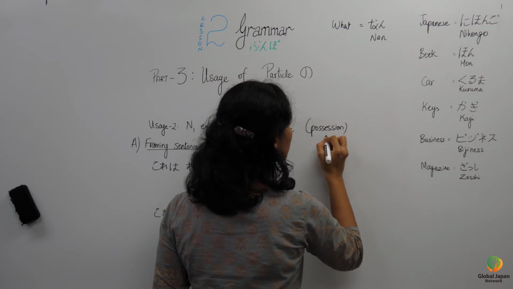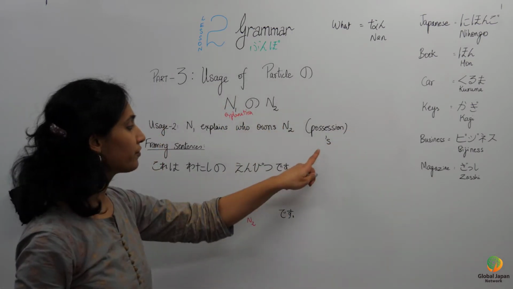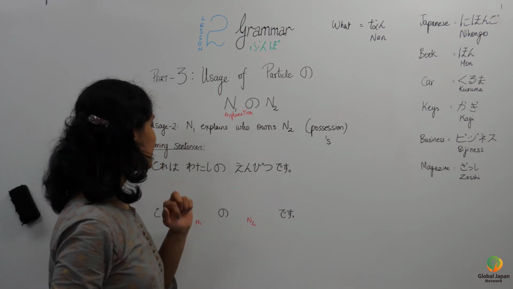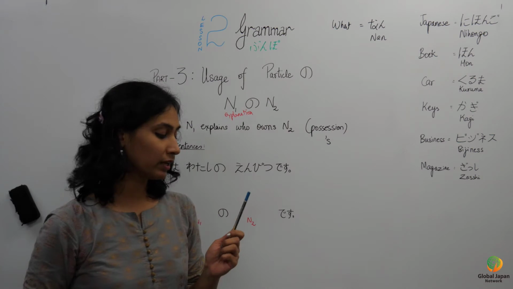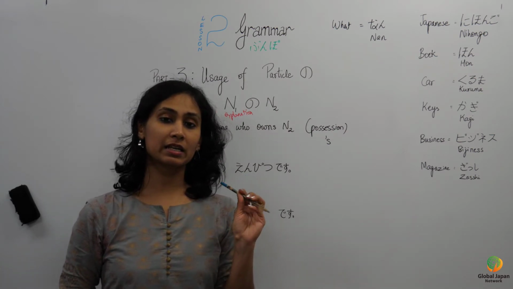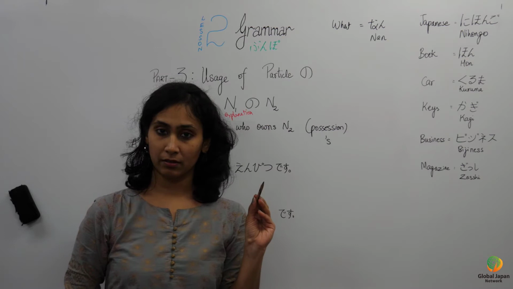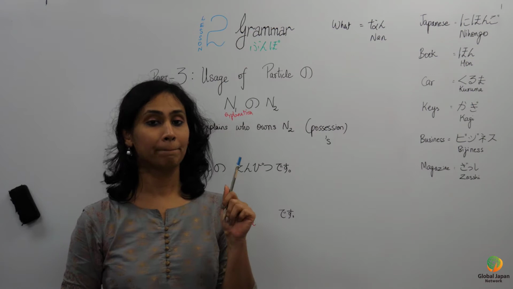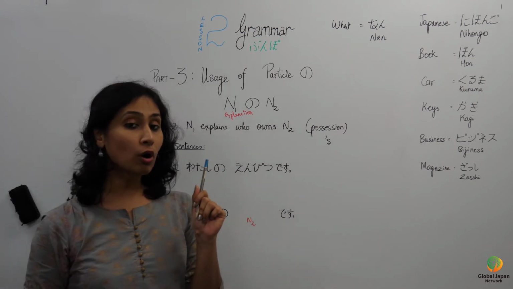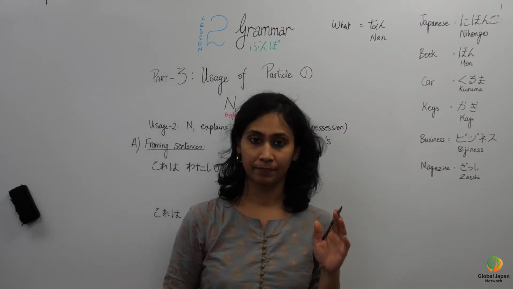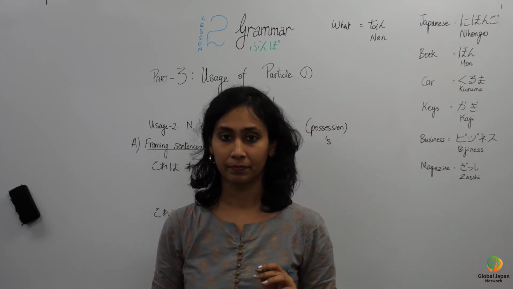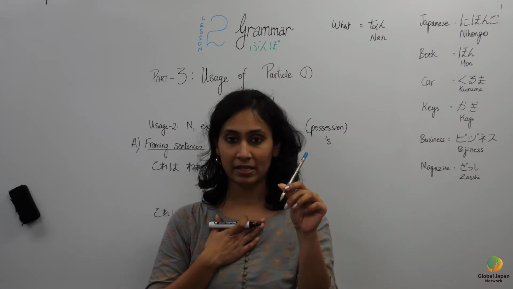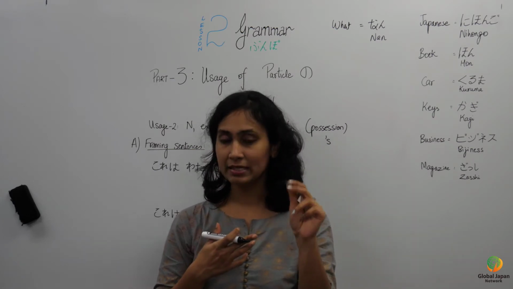In English, we use this apostrophe S. Wherever this apostrophe S comes, Japanese equivalent, we are going to use the particle no. Let's see two examples. Example 1. This is called as enpitsu. Enpitsu means pencil. So you want to know whose pencil is this? Who owns this pencil? My answer is, this is my pencil.